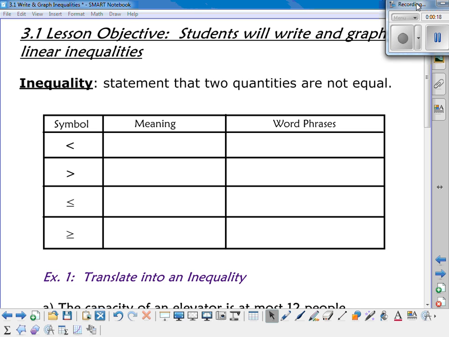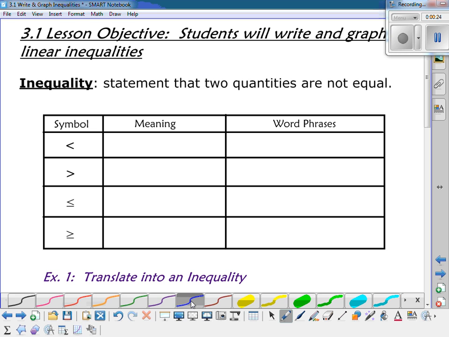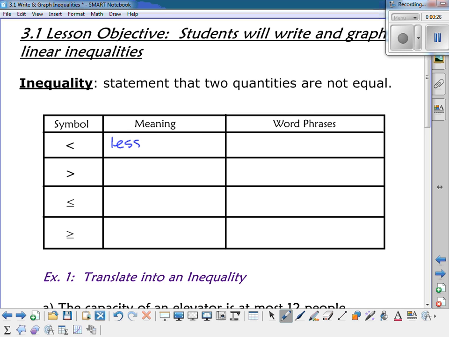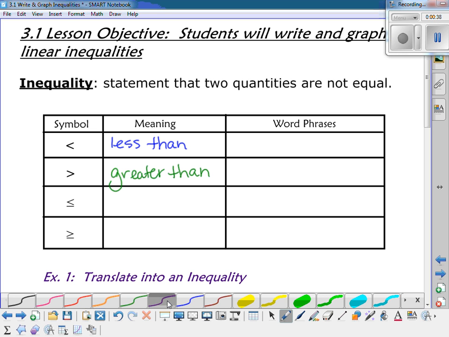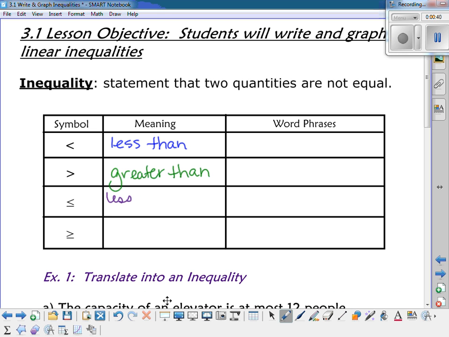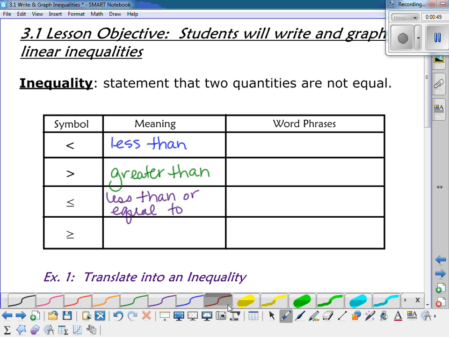Equations, we have an equal sign between two quantities. An inequality will have one of four symbols. The first symbol we have is less than. The next symbol would be greater than. Under that we have less than or equal to. And then finally we have greater than or equal to.